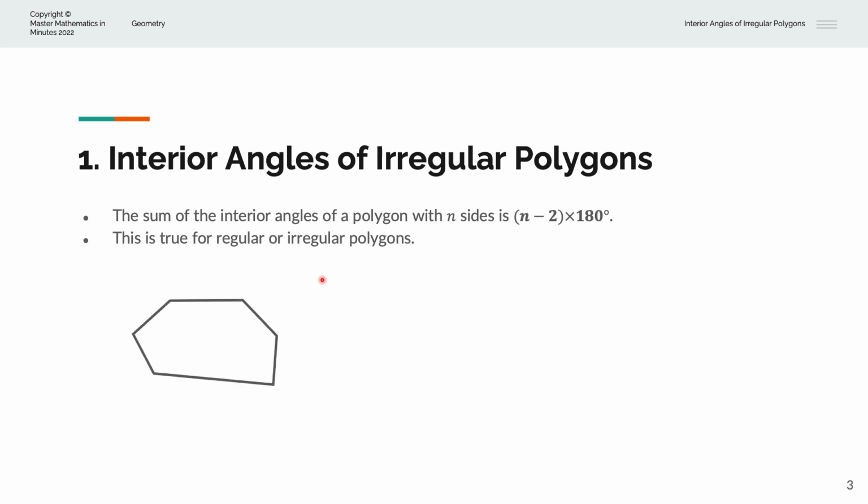Consider the first polygon with 6 sides. Now, because the sides of each of these polygons are different in length, this is an irregular polygon. And next we have a polygon with 7 sides. And once again, this is an irregular polygon because the sides are not of equal length. And lastly, we have an irregular polygon with 8 sides. Let's have a look at a couple of examples.